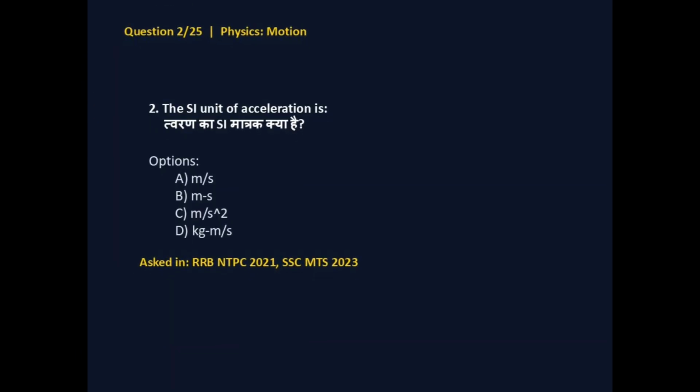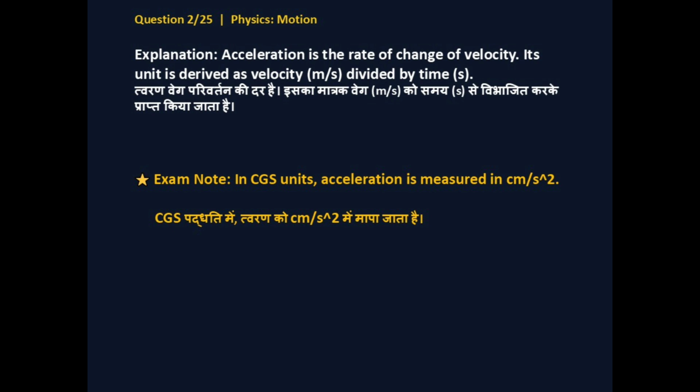Number 2. The SI unit of acceleration is. Option is option C, meter per second square. Because the acceleration is the rate of change of velocity, its unit is derived as velocity divided by time. So here comes an exam note. In CGS units, acceleration is measured in centimeter per second square.